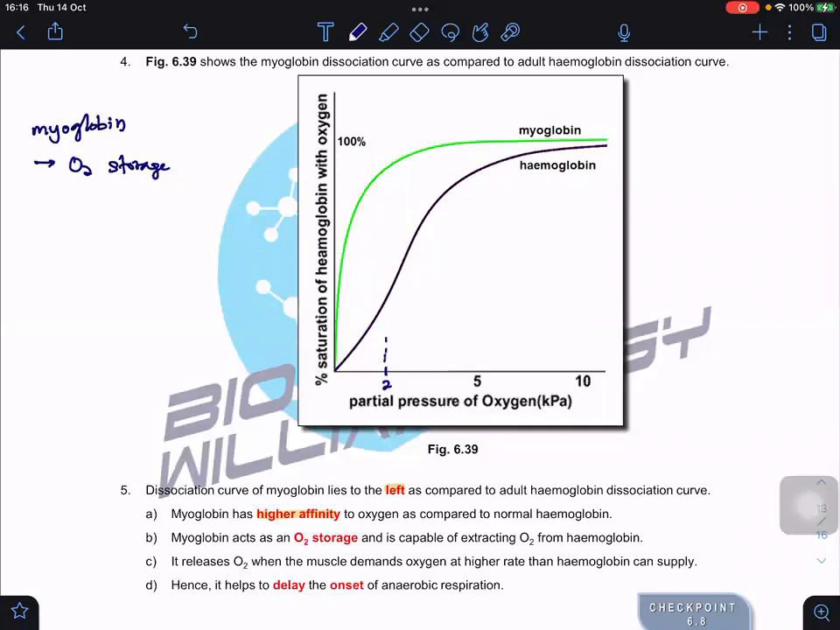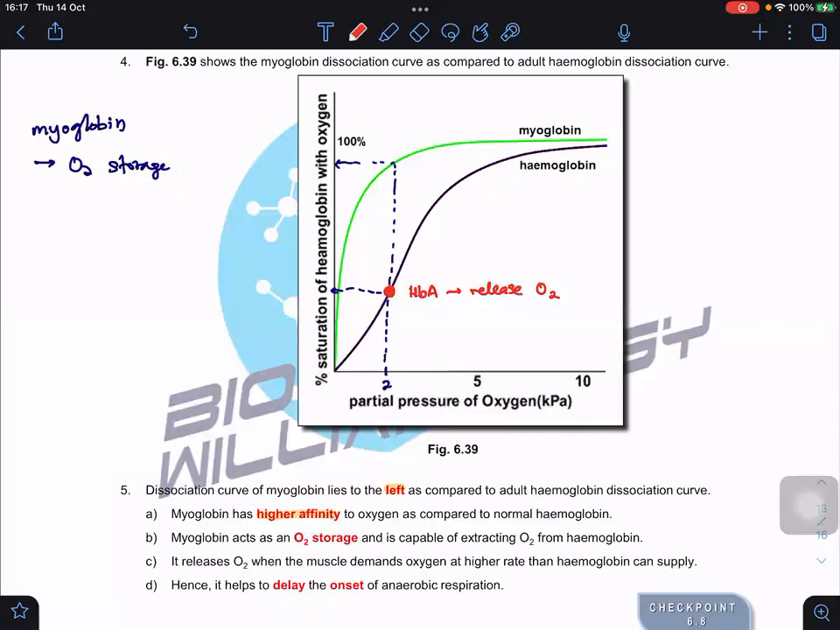Now look at this. If you look at 2 kilopascal, for normal hemoglobin or adult hemoglobin, you can see that the percentage saturation is low. So it means that adult hemoglobin will release O2. But not all O2 will be used, for example after vigorous exercise, or when we have the oxygen debt. Not all O2 will be used for respiration.